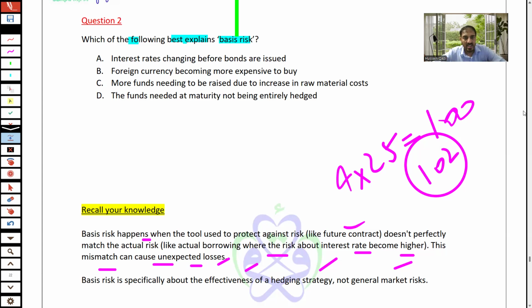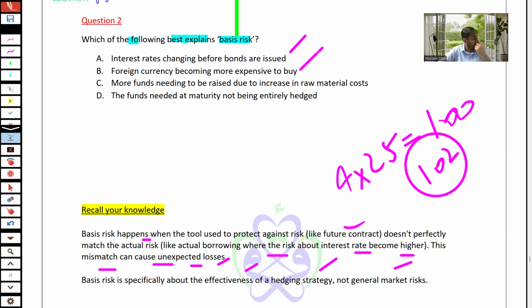So it's very clear. Now we have to read it one by one. Which of the following best explains basis risk? Number one, interest rate change before bonds are issued. This is not about basis risk. I'm sorry, it's not a market risk, it's an interest rate risk. Interest rate change once the bonds were issued, that's the interest rate risk. That's not basis risk. Foreign currency becoming more expensive to buy is foreign exchange risk.